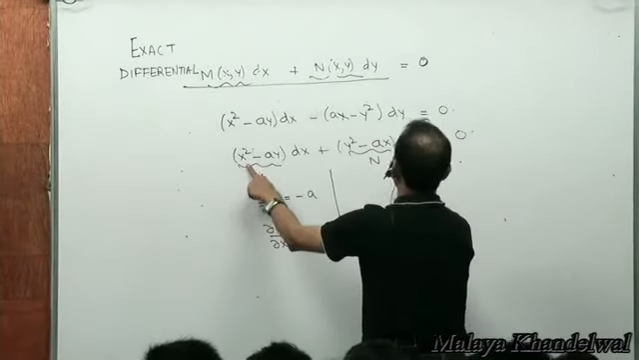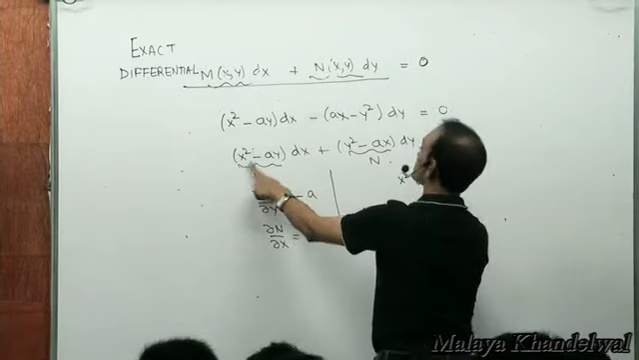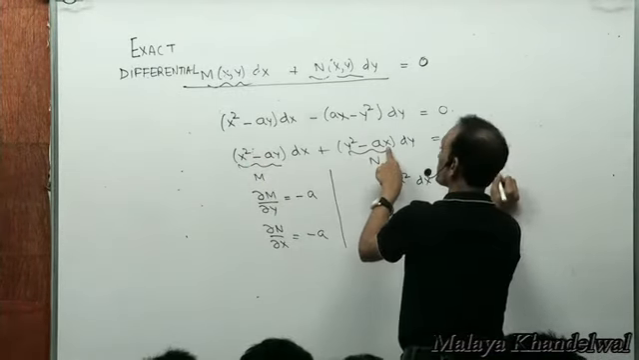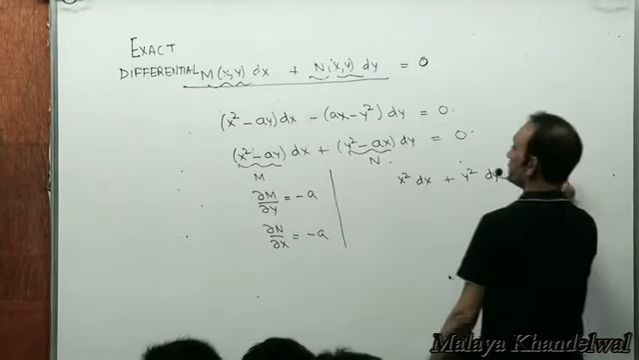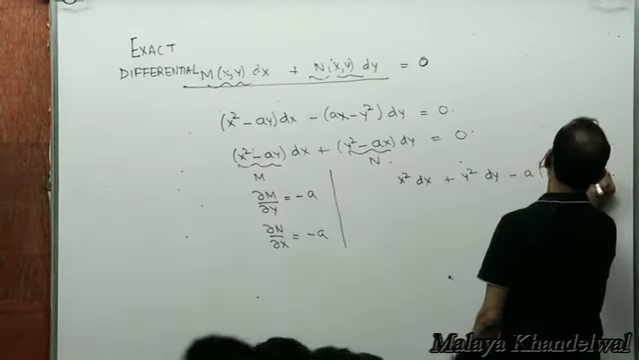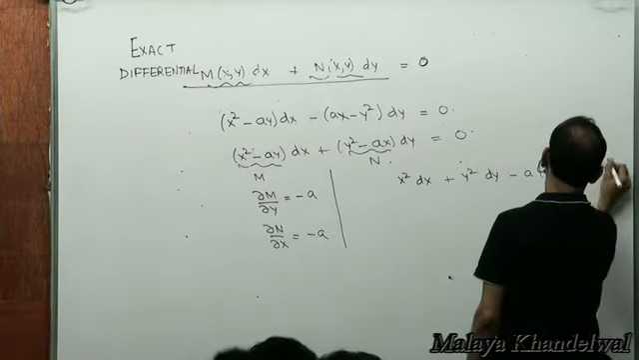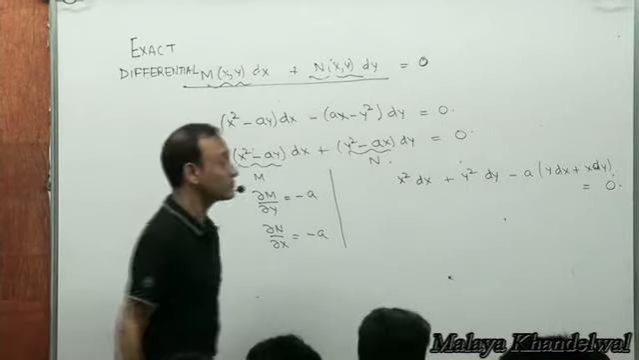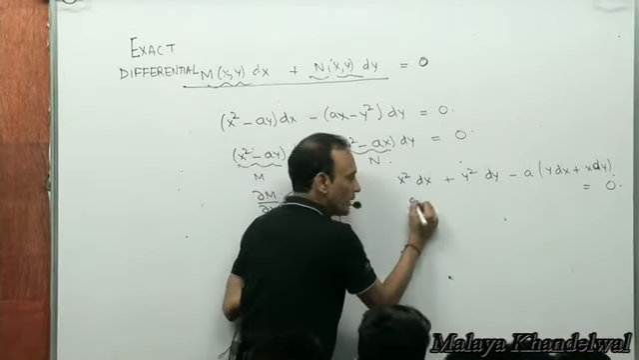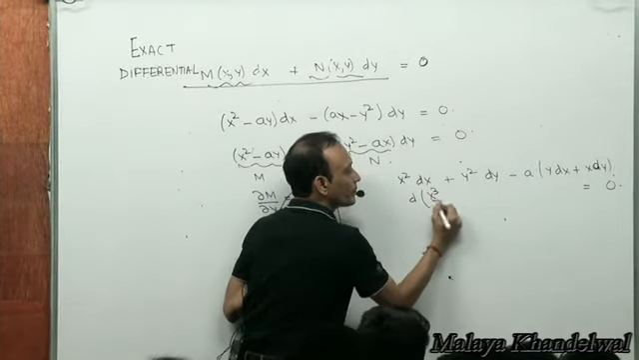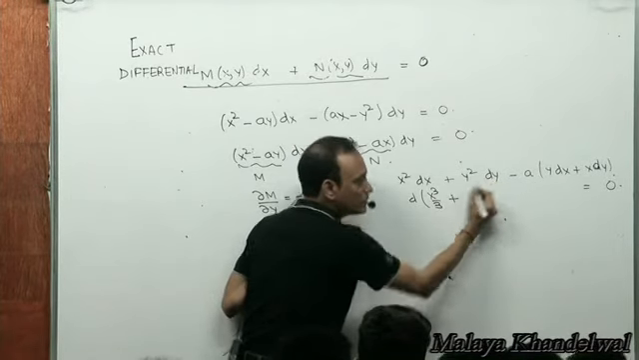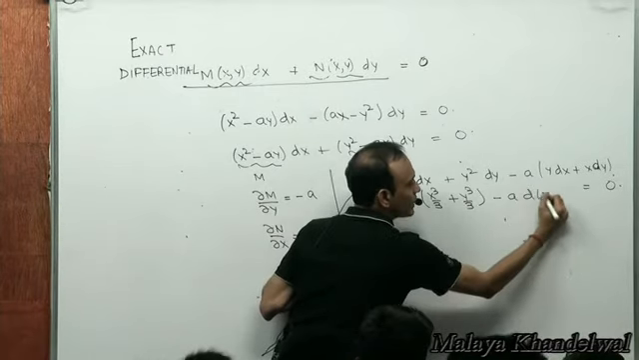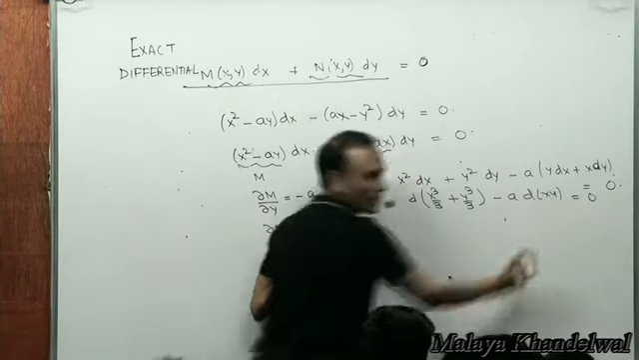Now what I do is, I write terms as x squared dx. Y squared dy. And then minus a into (y dx plus x dy) equal to 0. This is what I do. Yes or no? Right. This is d of x cube by 3 plus d of y cube by 3 minus a d of xy equal to 0, right?